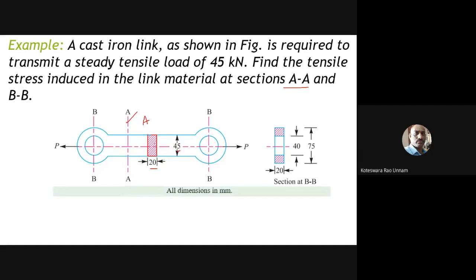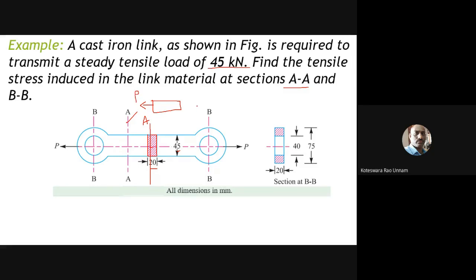If I want to calculate the stress at this location, what I need to do is cut it here and draw the free body diagram. Here this link is subjected to a tensile force, shown something like this, P, and the magnitude of P is given as 45 kilonewtons. Now if I cut it here and draw the free body diagram, it will be something like this. This side it is subjected to a force of P.